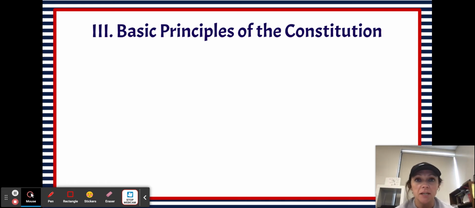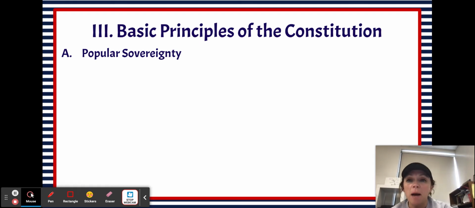Today we're going to be switching gears. We're going to be looking at the basic principles of the Constitution. And our goal as we go through all of these principles is to figure out how each of them contributes to the concept of a limited government, which is what we have in the United States.